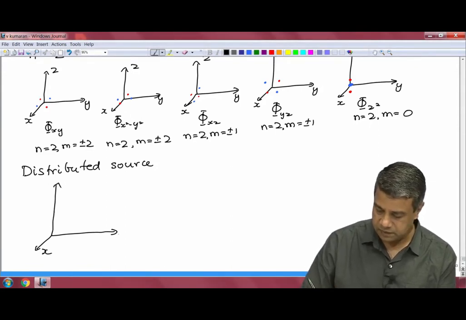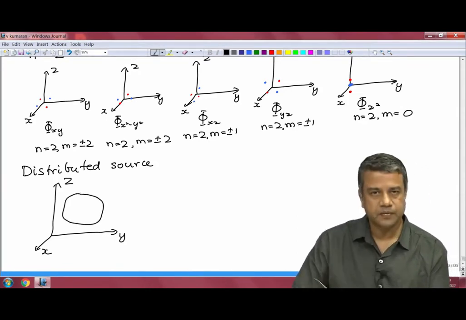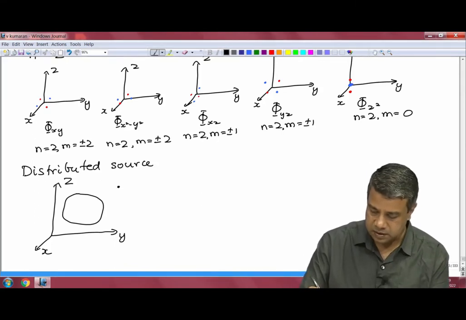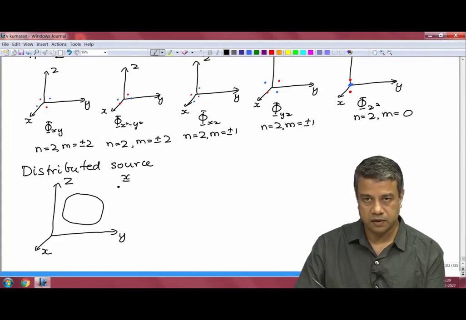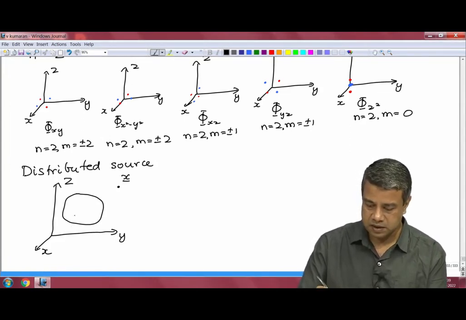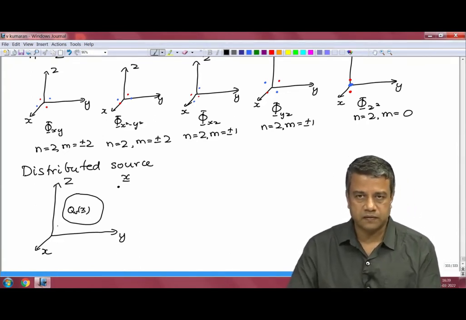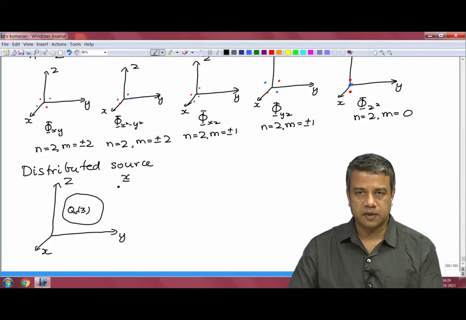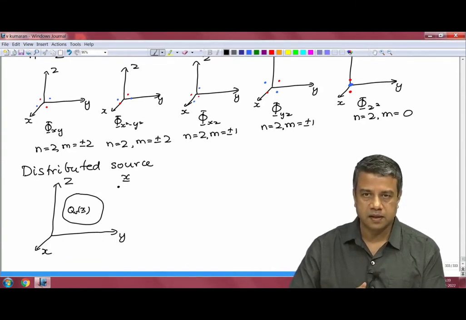So what if, instead of a point source, I have a source that is distributed? I want to find out what is the temperature at some location x due to a volumetric distributed source of source strength QV of x. The source strength here is QV of x, where QV is the heat generated per unit volume per unit time, which could be a function of position in this case.